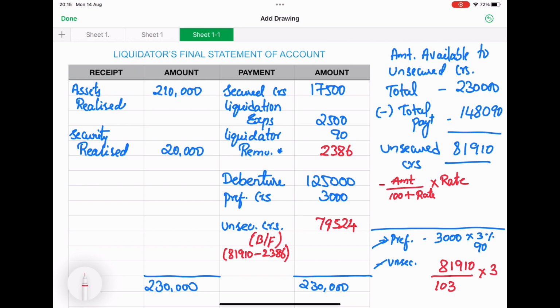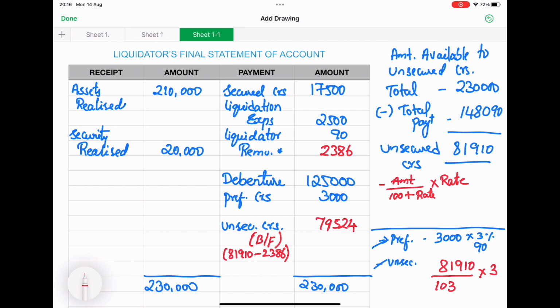This is how we are going to solve the problems on liquidation of the company. These are just one part of the calculations. One side, the debit side, will be assets realized, the credit side will be payments made. Payments made is very easy. They will mention all the information directly. Only one twisted part is liquidators remuneration. We are going to calculate it. That particular information also they will mention very clearly. Don't get confused.